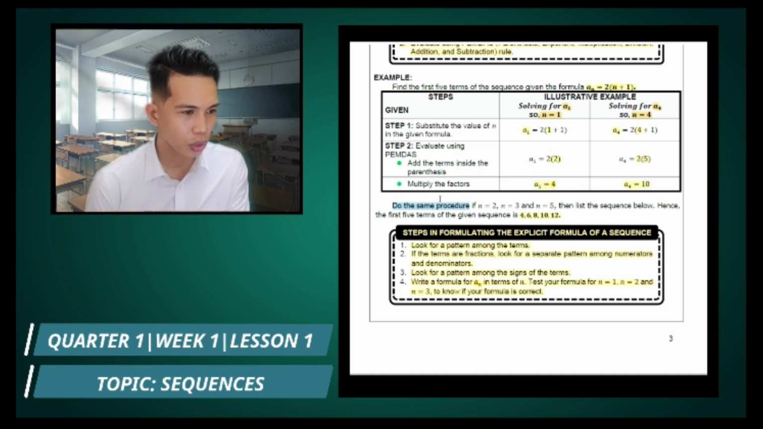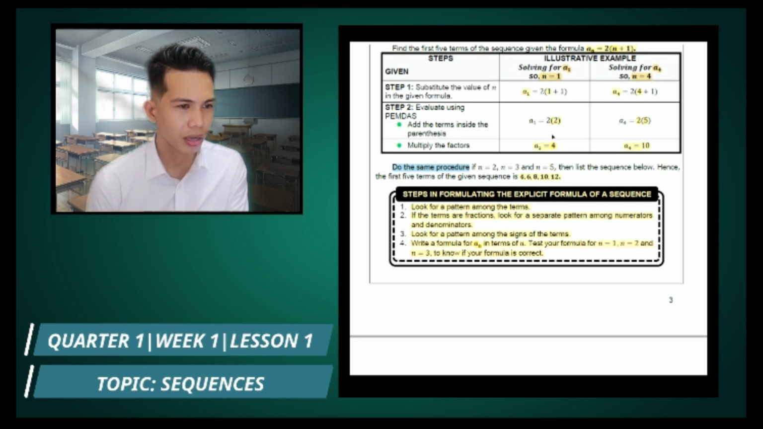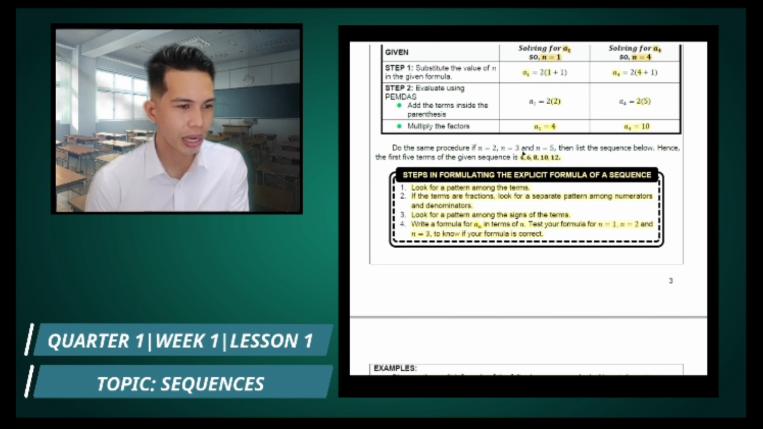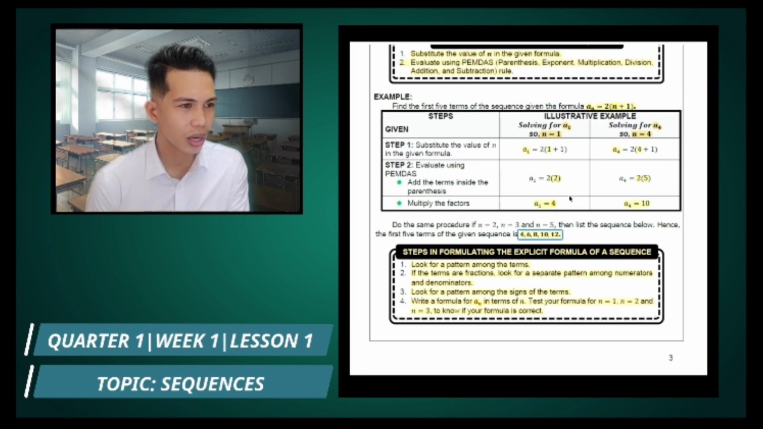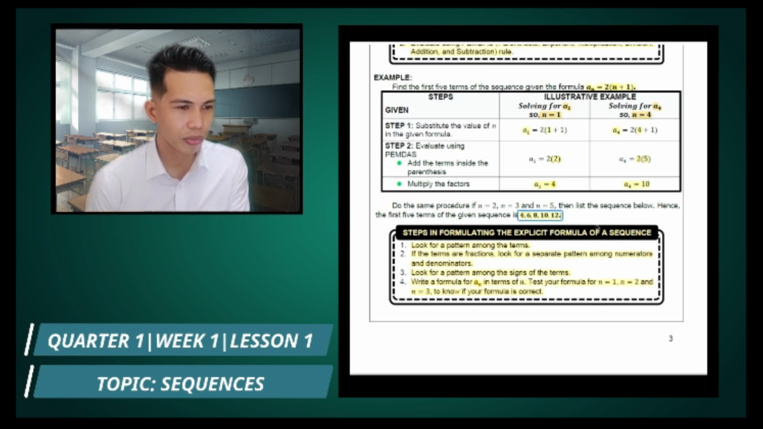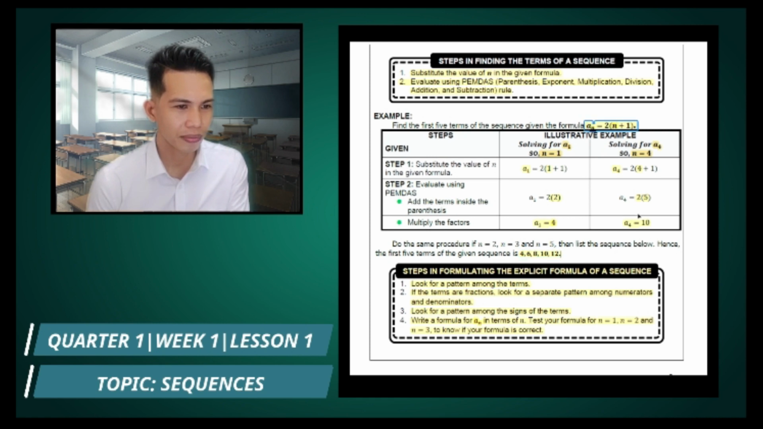Now, we are going to do the same procedure. You try it on your scratch paper, following the same steps. Substitute n with 2, 3, and 5. And then you are going to list down all the sequence. Now, after you do that, you would come up with 4, 6, 8, 10, and 12. These are now the first 5 terms of the given formula.